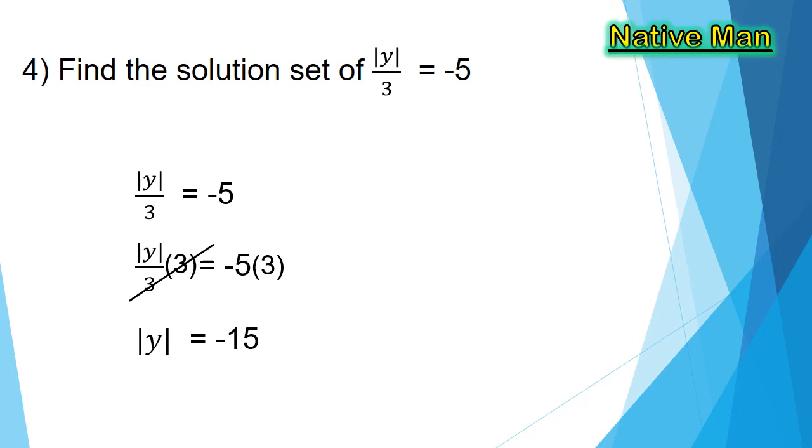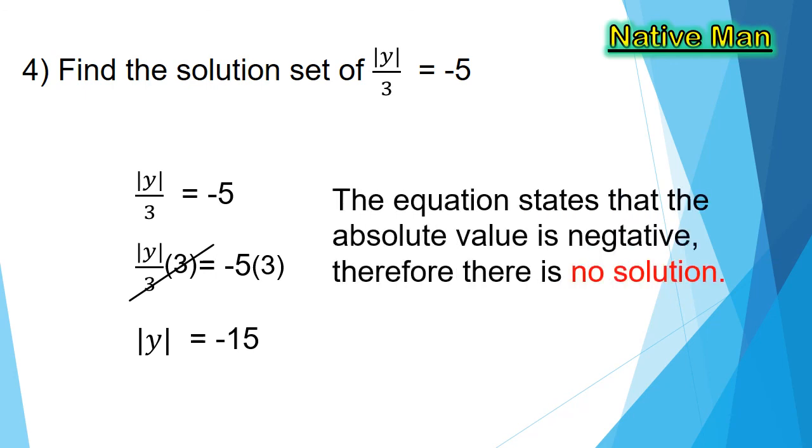So, hindi po pwedeng negative ang makukuhang sagot sa absolute value. Ano po? So, the equation states that the absolute value is negative. Therefore, there is no solution. So, kapag ganyan po yung makukuha po yung equation na absolute value of any variable is equal to negative number, wala pong solution yan. Wala pong specific answer.